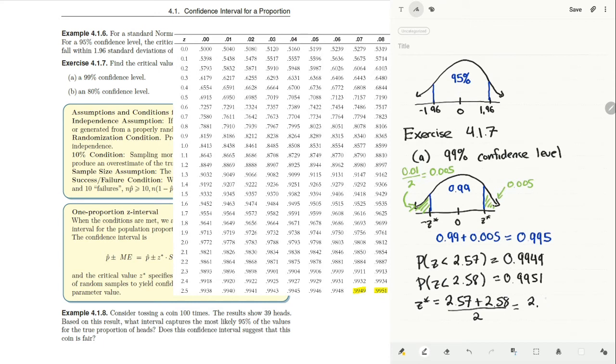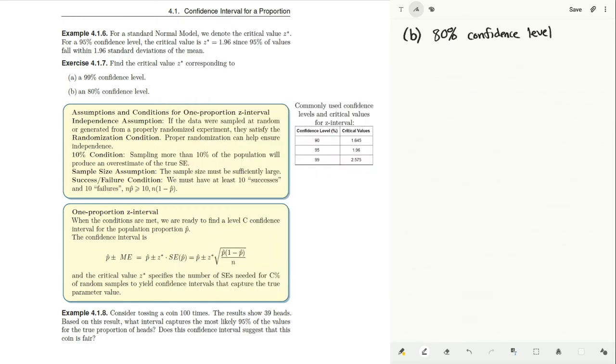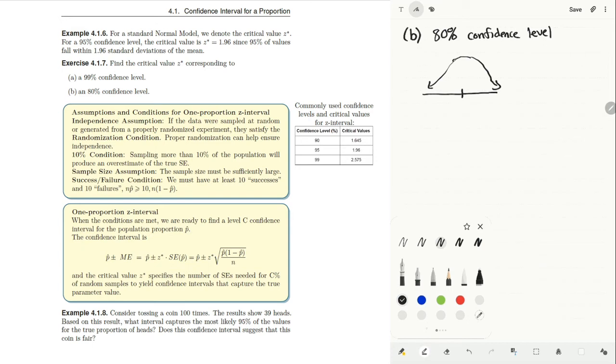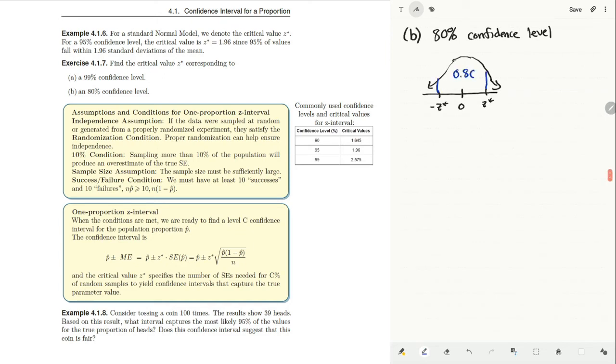And so the critical value for 99% confidence is 2.575. So now let's look for the critical value that corresponds to an 80% confidence level. For 80% confidence, you want to find the Z score which corresponds to the central 80% of data. So the area of the central region is going to be 80%, or 0.8.